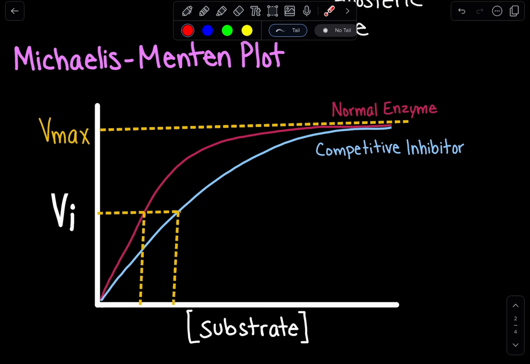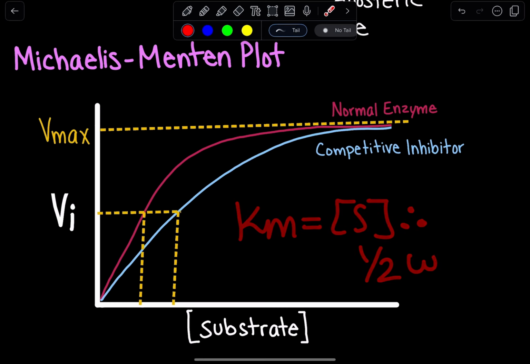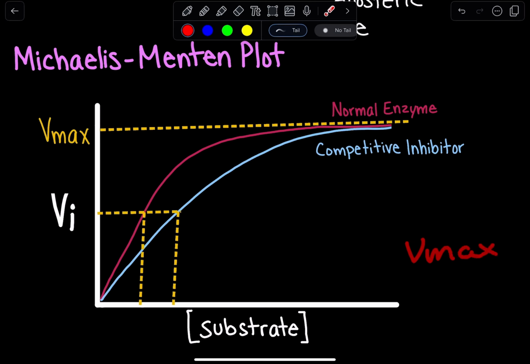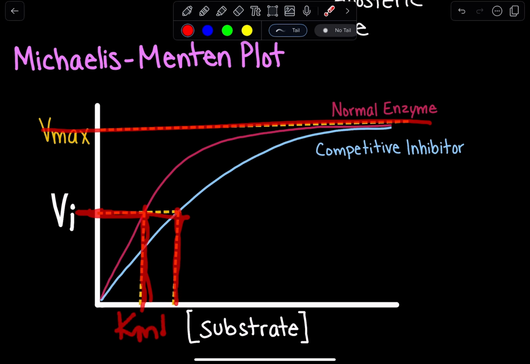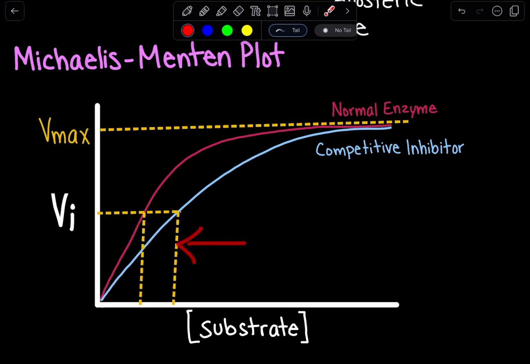Now, the second thing we need to make note of is our Km value. Km is our substrate concentration when we are at 1/2 Vmax. So if this is our Vmax, this would be half. Now at half, this is our substrate concentration for our normal enzyme, and then this is our substrate concentration for our competitive inhibitor, and these are our Km values. And we can make note that our Km is increasing.